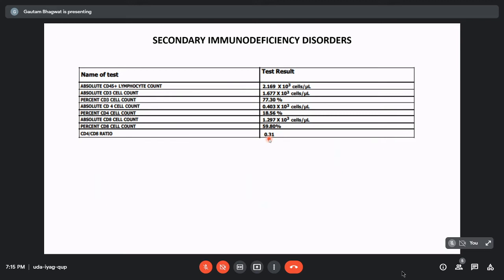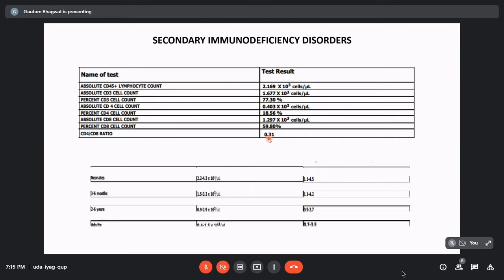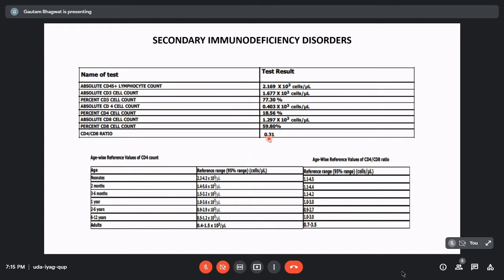Knowing this, this is the report that would be generated, but we also need to know the reference values for CD4, CD4 to 8 ratio, CD3, etc., depending on the age, because therein lies the importance of whether these counts are really low or not. As with any other parameter, reference ranges for age and sex are important. Similarly in CD4 counts also, the reference ranges are very, very important.